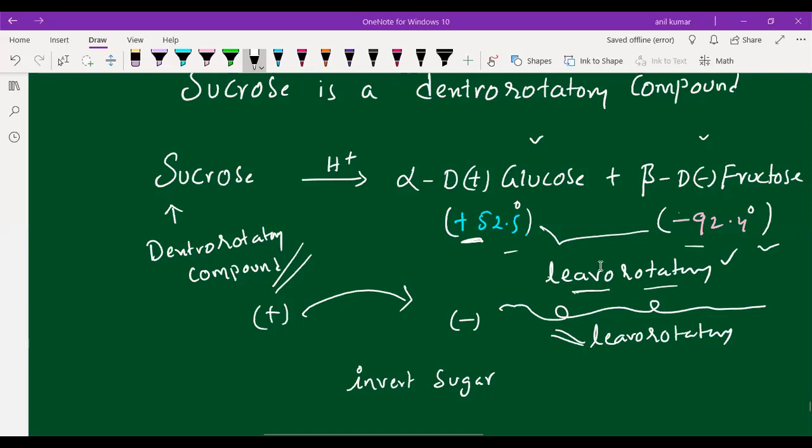So we are calling it invert sugar. Why? Sucrose is a dextrorotatory compound, whereas the products of sucrose are levorotatory compounds. Sucrose has dextrorotation, and the products of sucrose have levorotation. So the configuration has been changed from dextro to levo. The direction has been changed from clockwise to anti-clockwise. The sign has been changed from plus to minus. So that's why we are calling it invert sugar.